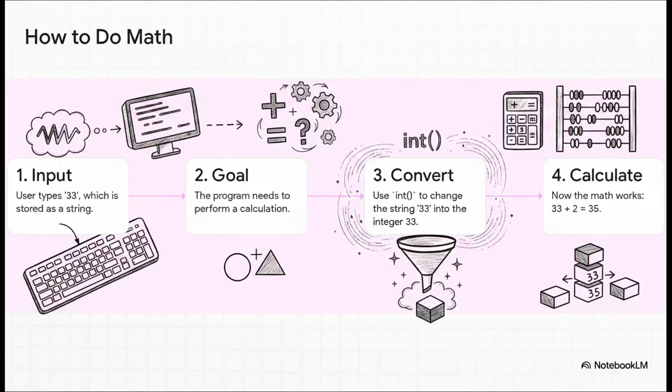We have to be explicit. We have to tell the computer exactly what to do. So the user types 33, and it gets stored as a string. But our goal is to do math. So we use a special function, in this case the int function, to convert the string "33" into the integer 33. It's only after we do that conversion that the computer can do the math correctly and give us 35.